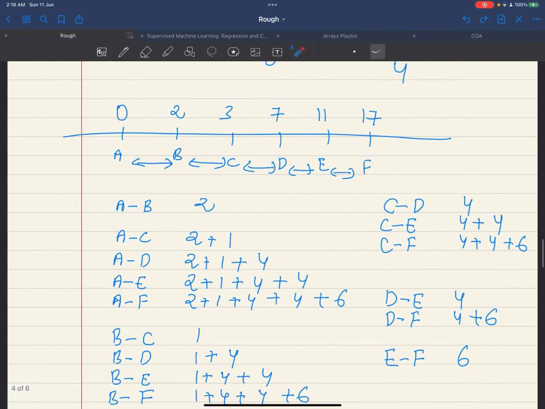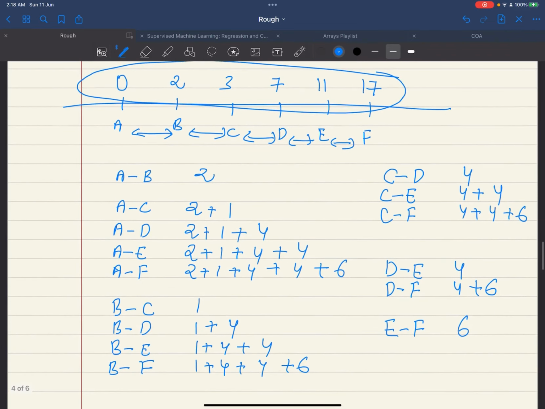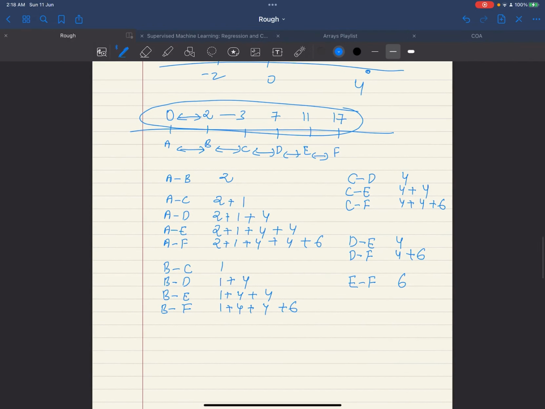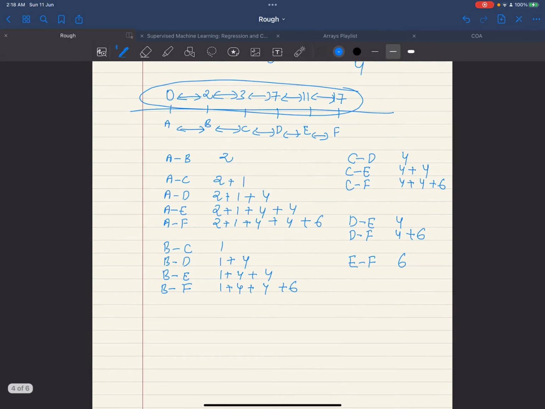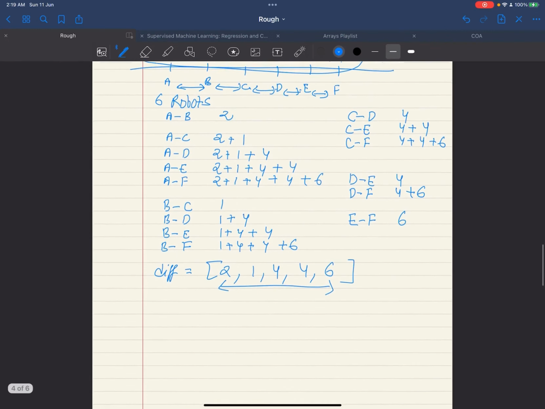So first you have the sorted array, right? Now let's make a vector with the difference between consecutive pairs, right? Okay, now I'll tell you what we are going to do with that difference. So the difference would be 2, 1, 4, 4 and 6. 17 minus 11, 6. Now we had 1, 2, 3, 4, 5, 6 robots, and hence we'll have 5 pairs of differences, right?